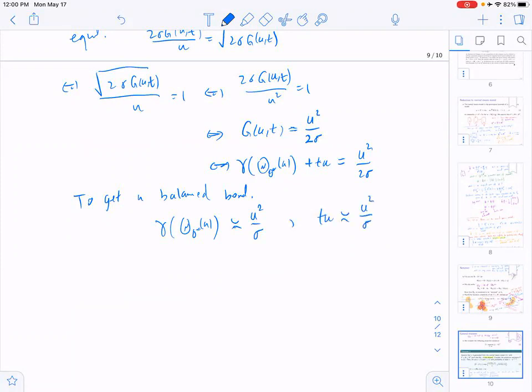But if you think a little bit about this, it suggests, for example, that t has to be roughly u over sigma. I have to take t to be roughly u over sigma. And this gives me an equation that I can solve for u, and that gives me the right choice of u. And that would depend exactly on the complexity of this set.